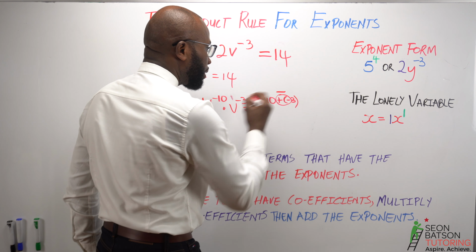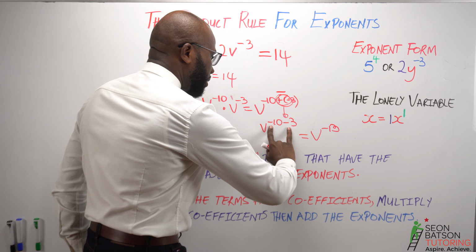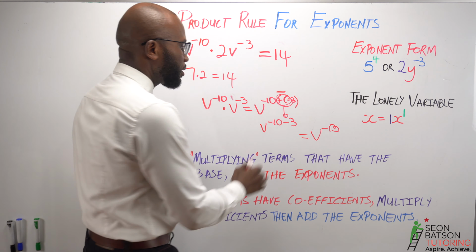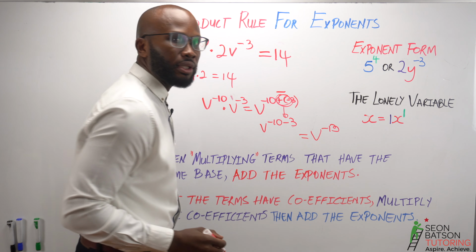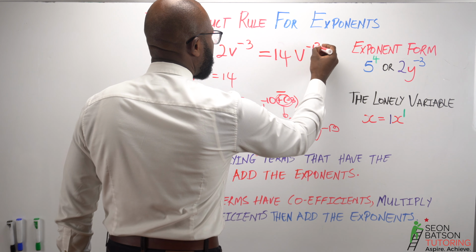Now we can continue. Negative 10 minus 3 will give us negative 13. When we are adding or subtracting terms that have the same sign in front of the integers, we add. If we add 10 and 3, we get 13. And after adding or subtracting, we always keep the sign that's in front of the bigger integer. So here we get v to the negative 13.